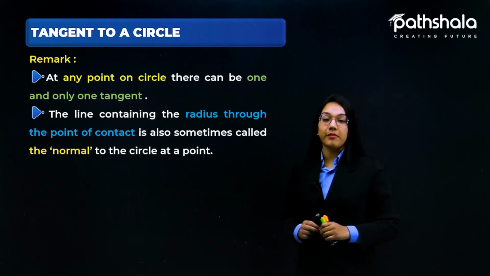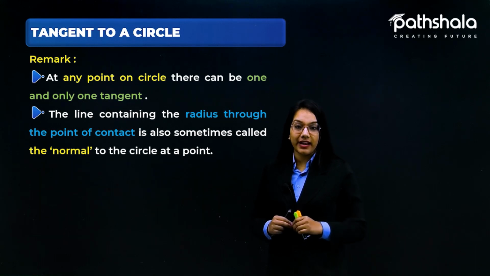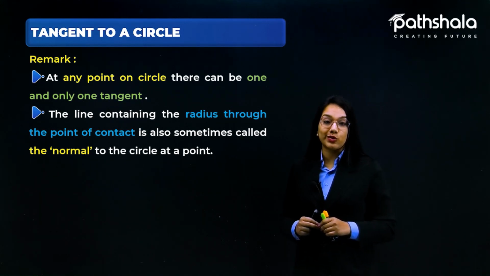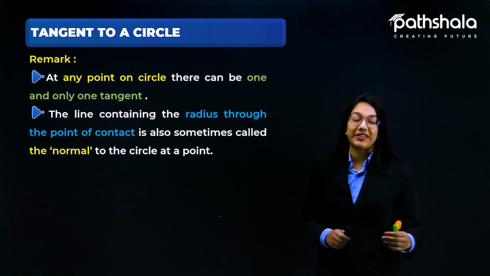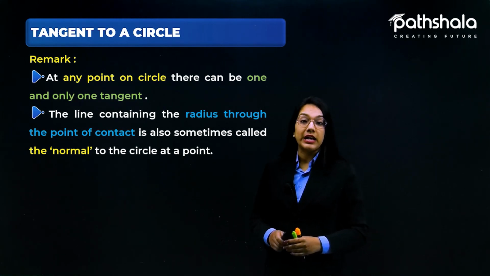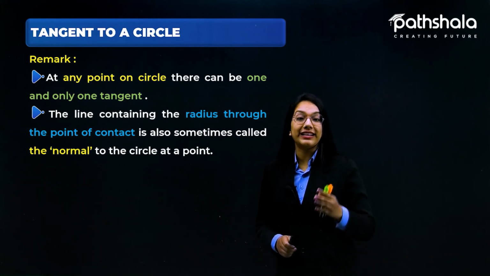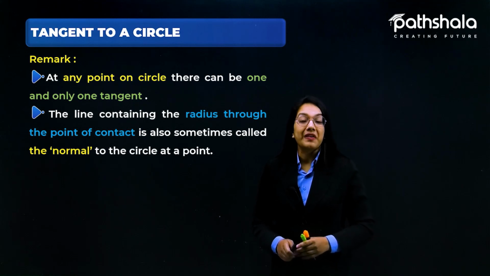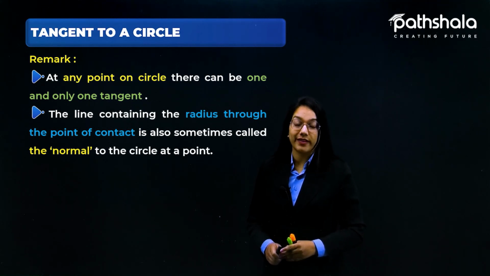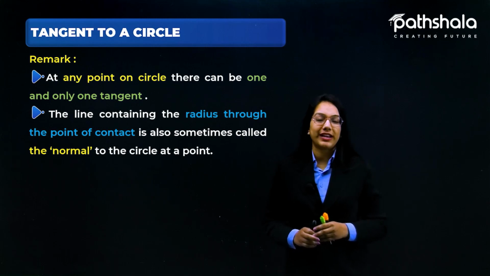The second remark says that the line containing the radius through the point of contact is also sometimes called the normal to the circle at that point. This is a very important concept: the line containing the radius through the point of contact is many a time also called the normal to the circle at a point. So this is all about the remarks related with the theorem.